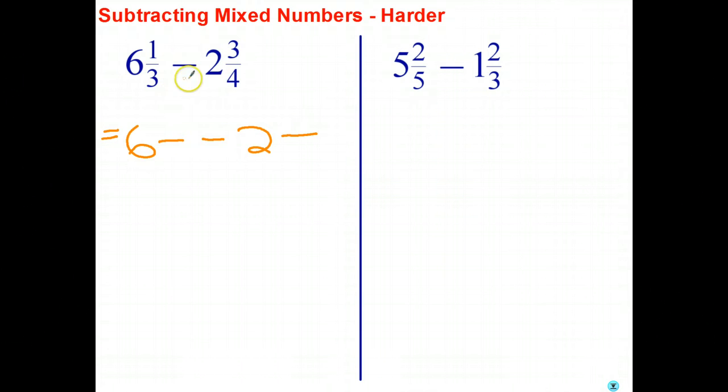3 and 4, the smallest number that's a multiple of both 3 and 4. Well, 3 times 4 is 12, 4 times 3 is 12. So we can change both of those to twelfths. To get that denominator to 12, we times by 4, and that gives me 4 on 12. Here we multiply by 3, and that gives me 9 on 12.